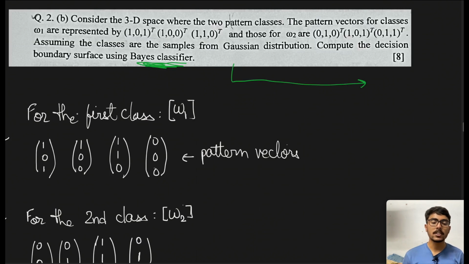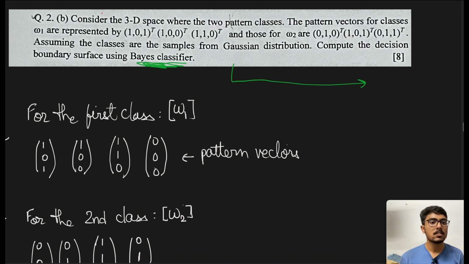Today we are going to discuss an important topic in pattern classification, which we will be discussing from the perspective of computer vision, and this is called the Bayes Classifier. So let's read the question first to understand what we are asked to do.